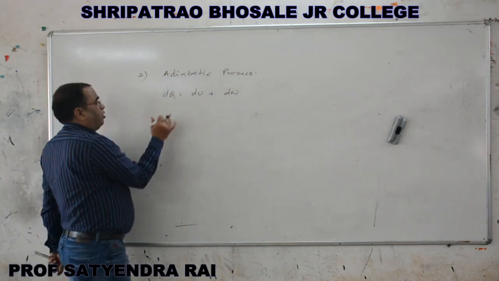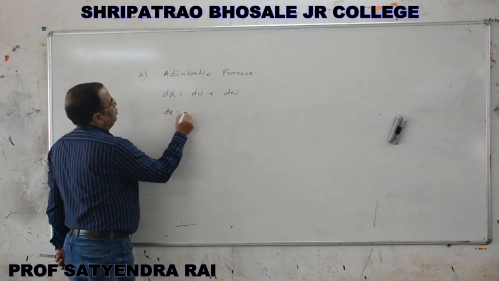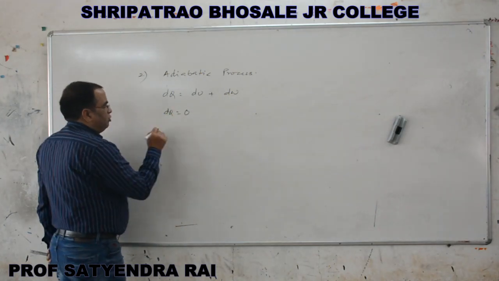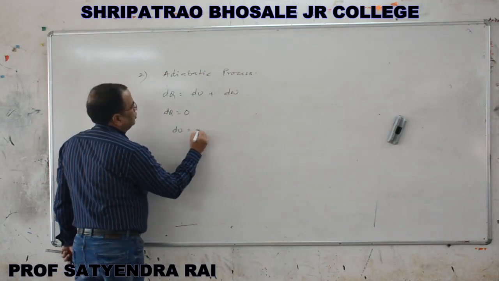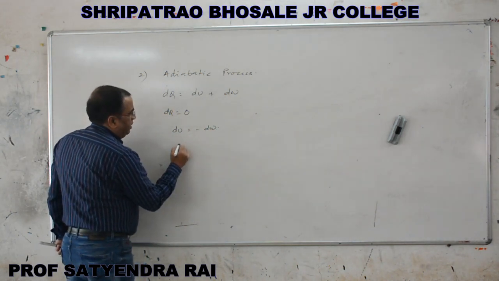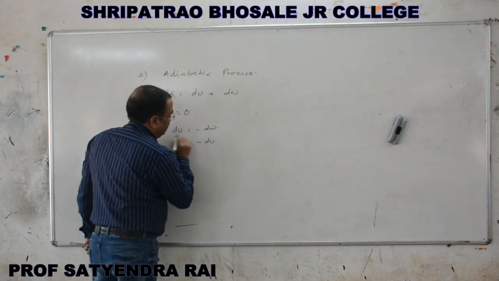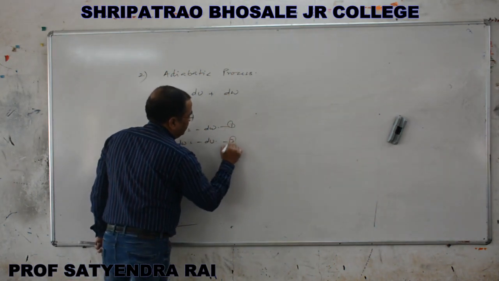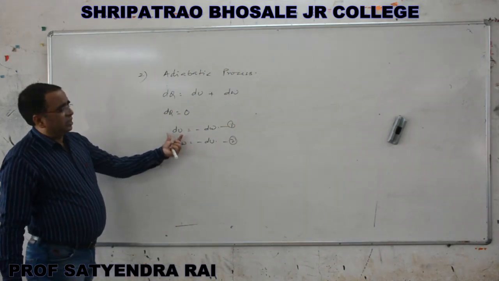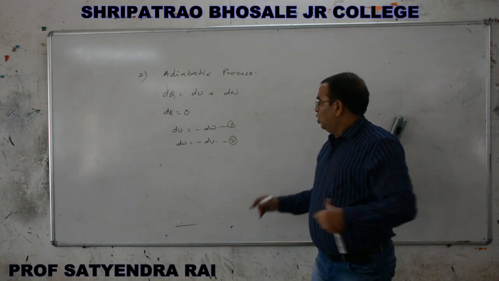But here in the adiabatic process, since no heat is allowed to enter the system, we can say dQ is equal to 0. dQ 0 means dU is equal to minus dW, or vice versa, right? We will write dW as minus dU. How will I interpret these two results? We can interpret these results like this: minus dW, work done by the gas, is negative.